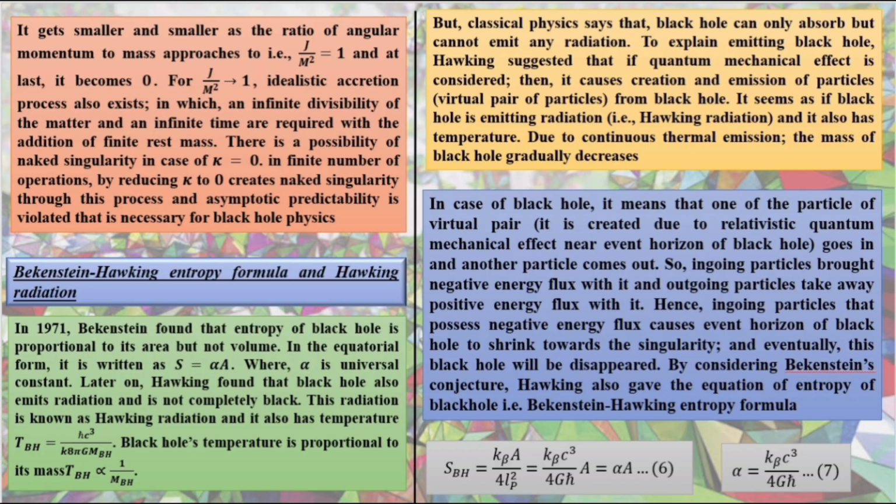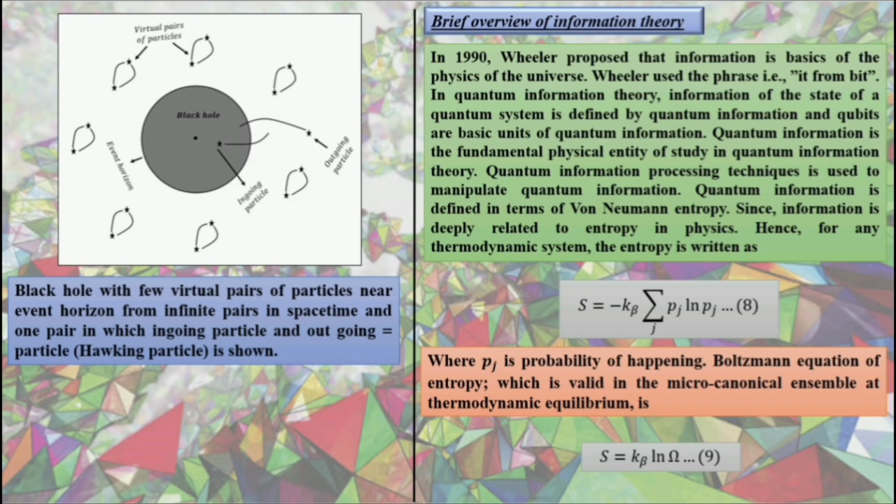By considering Bekenstein's conjecture, Hawking also gave the equation of entropy of a black hole, that is the Bekenstein-Hawking entropy formula. S_BH is equal to k_B A over 4 L_P squared, is equal to k_B c cubed over 4 G h-bar, times A, is equal to alpha A, where alpha is a universal constant, is equal to k_B c cubed over 4 G h-bar. So in this diagram, I have shown how a black hole evaporates in the end because of virtual pairs of particles. A black hole with a few virtual pairs of particles near the event horizon, from infinite pairs in space-time, and one pair in which the ingoing particle and outgoing particle are shown here. Among several virtual pairs of particles, I have just shown one pair as a demonstration.